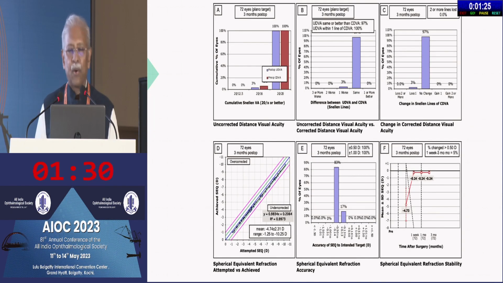Compare that with the VisuMax 500. Apparently, the results appear the same. The safety is the same. 6/6 was achieved in 100% of patients. But here, we had 3 patients who had 1 line loss of vision. That means these patients had 6/4 or 6/5, and they dropped down to 6/6. So this is what you have to understand. This is also closely packed. It's not statistically significant. When you look at the stability, over 3 months, it is absolutely stable.